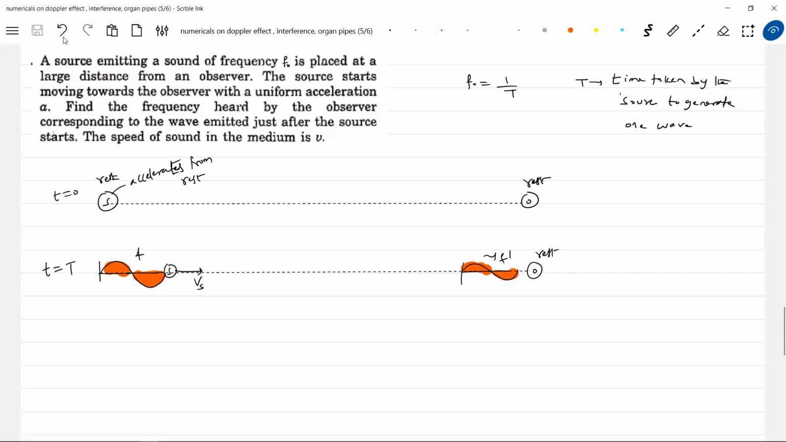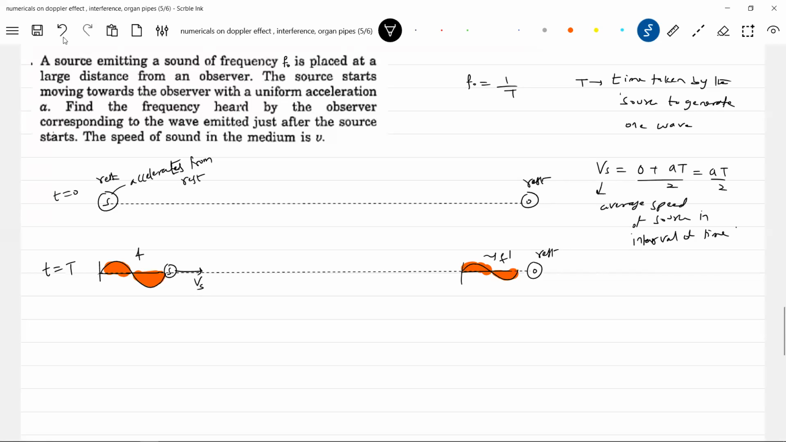So that is what we have to substitute in the Doppler formula here. So what is this Vs? Vs should be the average speed you have to take. What is the average speed? (0 + at)/2, the average speed of the source in the interval of time t. Okay, got this one.